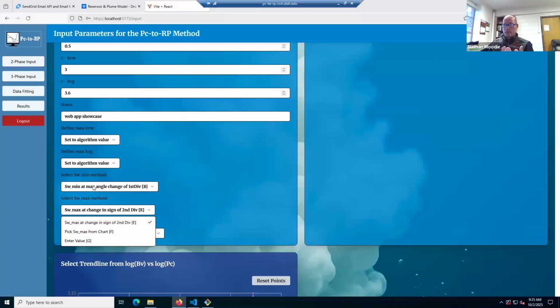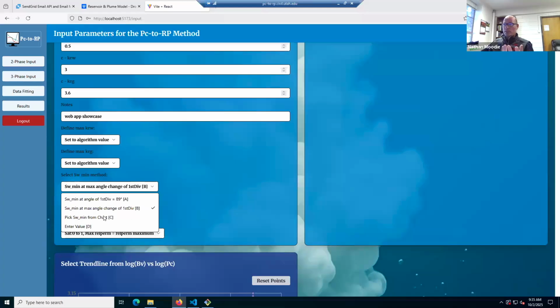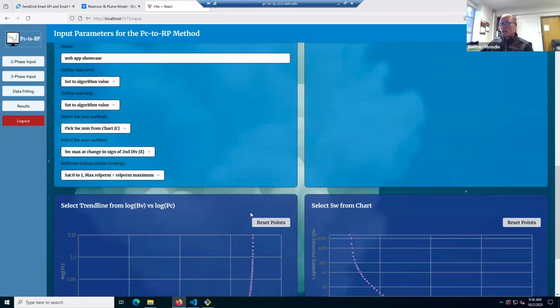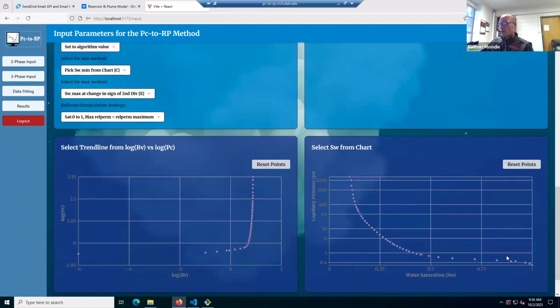You also have an option to pick this from a chart or enter the values directly. If you're fitting to laboratory data, you may want to enter this value directly because you have that data, upscaling from laboratory data. If you want to pick it from the chart, a chart will show up here. In fact, why don't we do that? We'll pick both of these from the chart. This chart will show up.